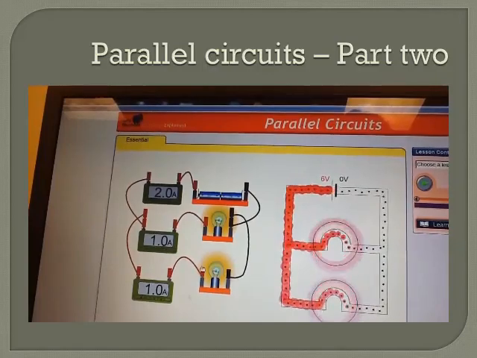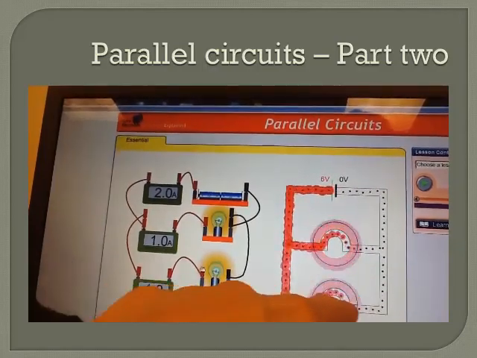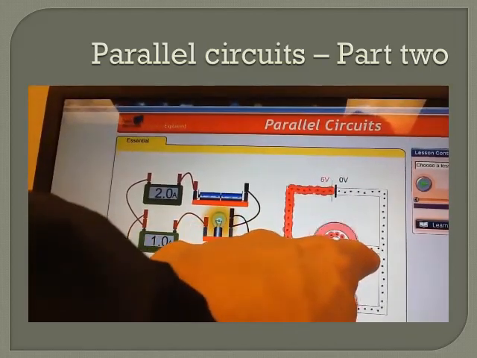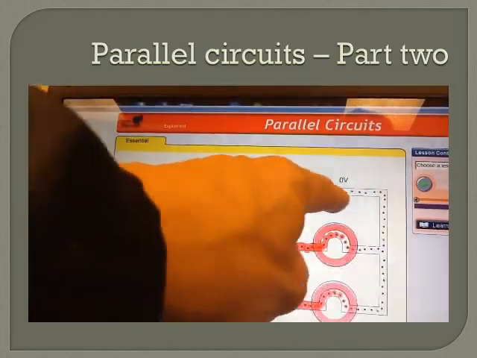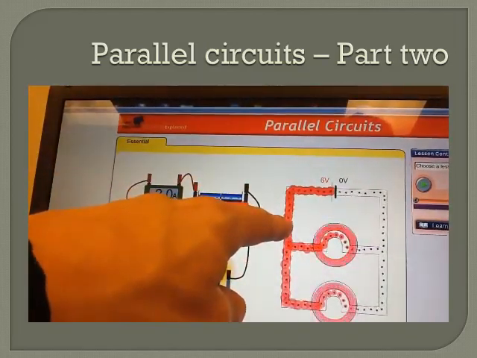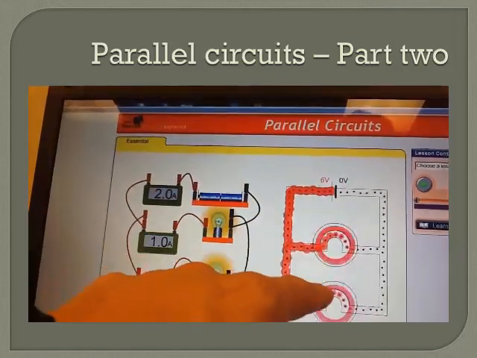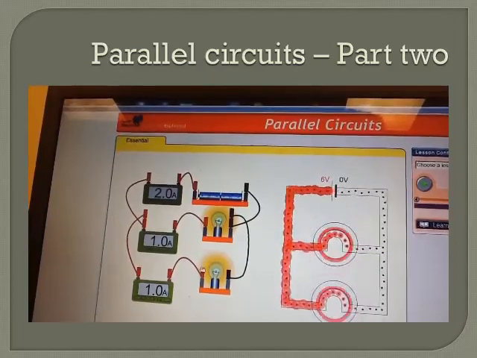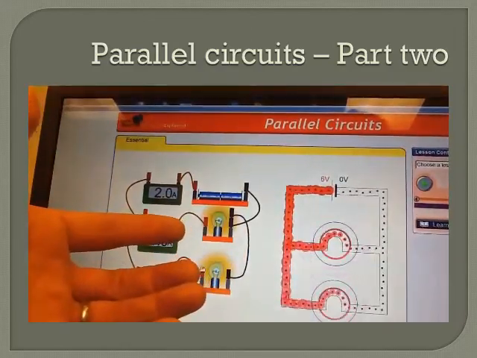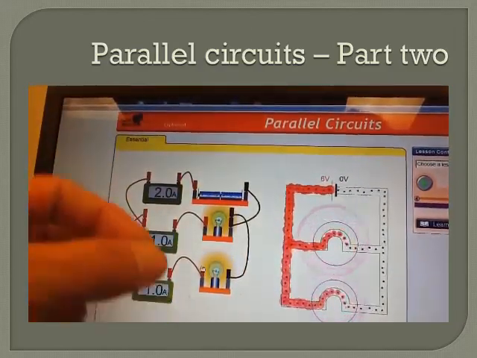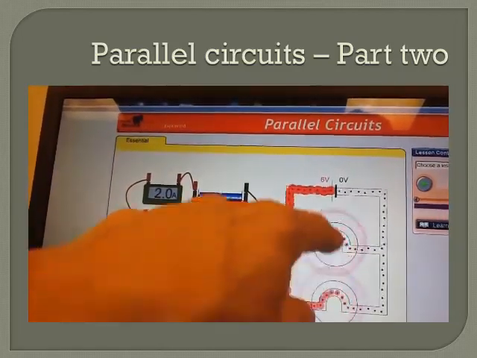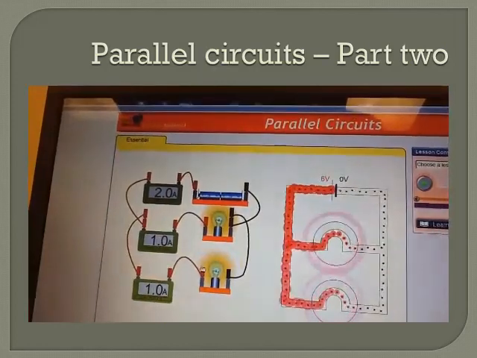Now all of a sudden, this branch is demanding 1 amp of flow. This branch is demanding 1 amp of flow. And therefore, how much has to be coming out of the battery? 2 amps of flow to meet the needs of both those branches. It turns out that unlike a series circuit, where as I add more and more resistors, my flow decreases, in the case of a parallel circuit, as I add more and more resistors in parallel, I actually increase the flow coming out of the battery.